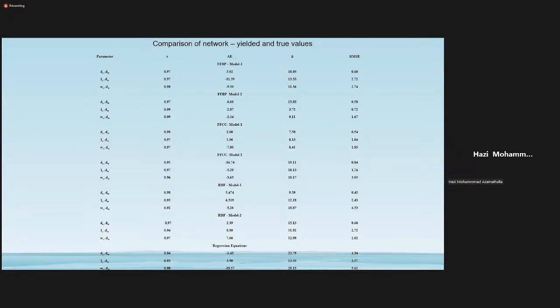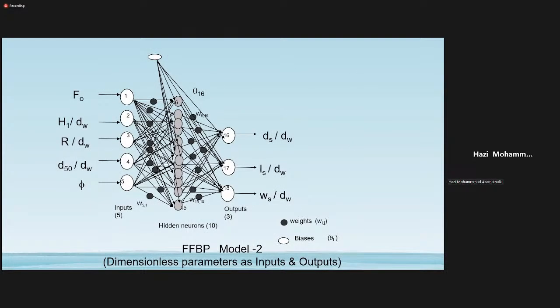Okay, next please. So model 2 only we recommended. Yes, this is the recommended model 2. Here what I did, I saved the weight matrix and bias matrix, the weights and bias with 10 hidden neurons. You can see at the bottom 5 inputs, 10 nodes and 3 outputs, meaning a continuous model. Okay, next please.